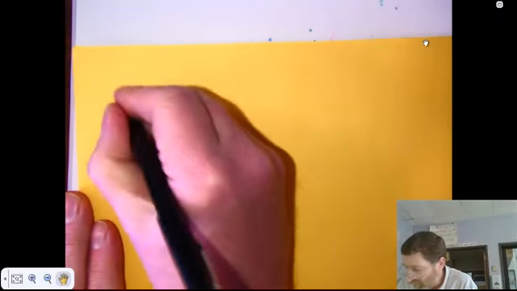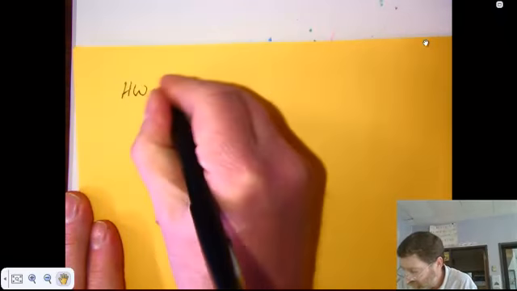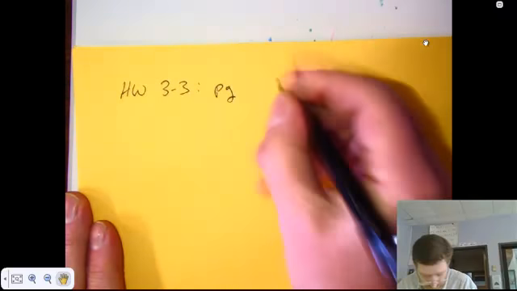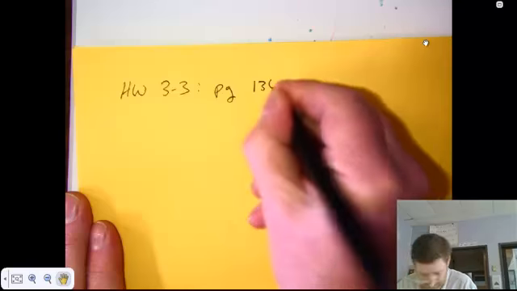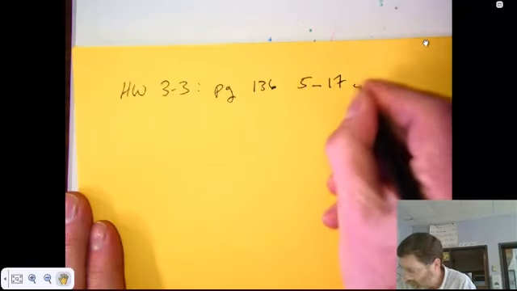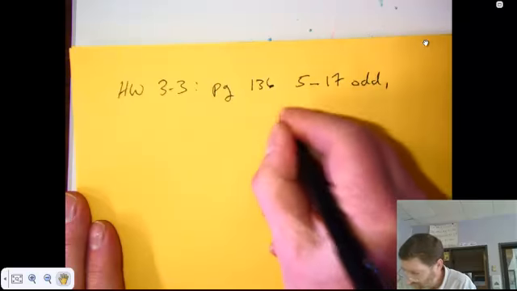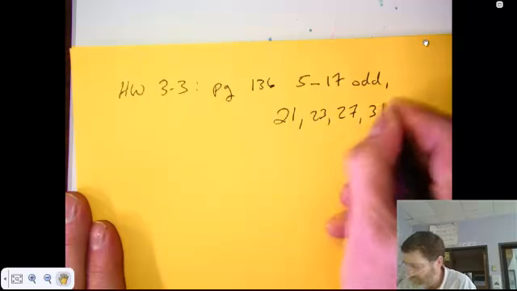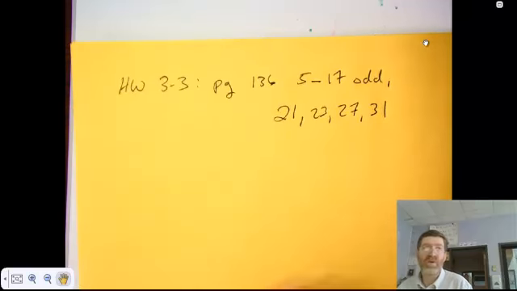Okay, the homework for this section. Page 136, 5 through 17, the odd, 21, 23, 27, and 31. We still have to do box and whisker and quartiles, and we'll tackle that tomorrow.